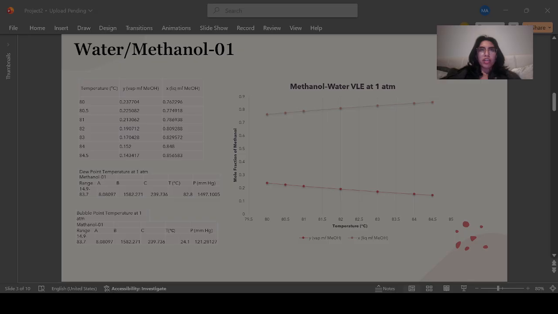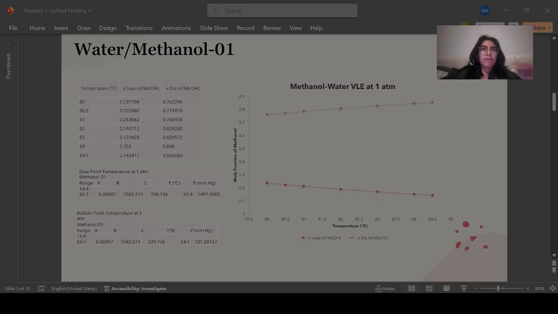For the bubble point, I started with a liquid mixture that was 50% water and 50% methanol. The bubble point temperature came out to about 24.1 Celsius. This is the temperature where the liquid mixture first starts to boil and a tiny amount of vapor forms.